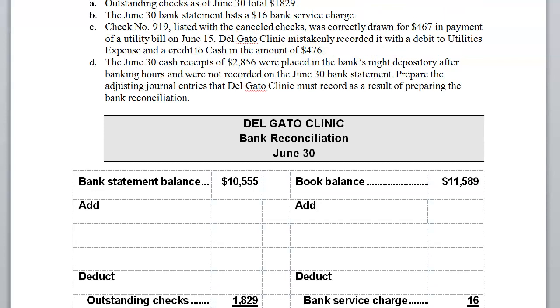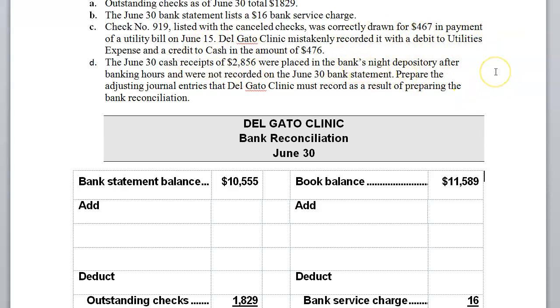On C, check number 919, listed with the canceled checks, was correctly drawn for $467 in payment of a utility bill on June 15th. Delgado Clinic mistakenly recorded it with a debit to utilities expense and a credit to cash in the amount of $476. When you have an error, the first thing to do is determine, is it a bank error or is it a book error? In this case, it's a book error. We transposed the numbers. So we recorded too much to utilities expense and we took too much out of cash.